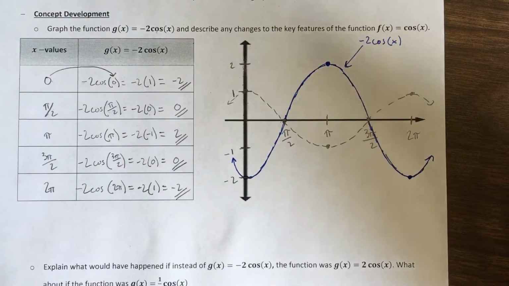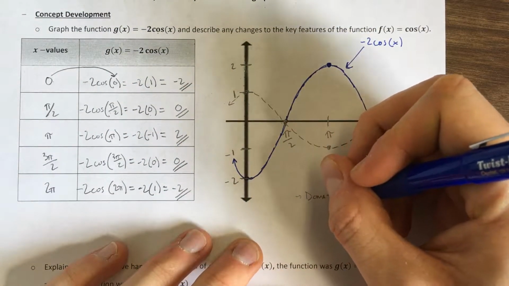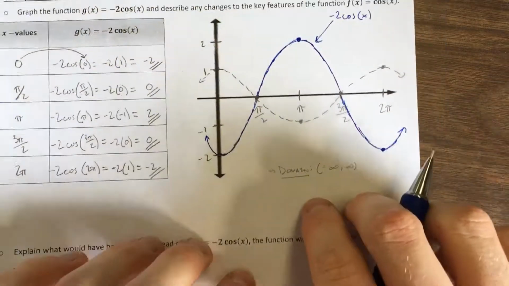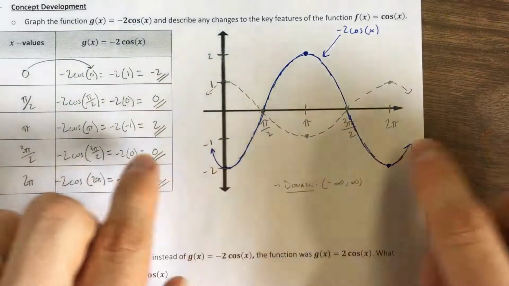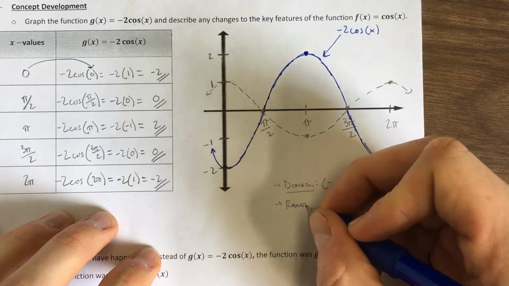And hopefully what we notice is there's some things that changed. Our domain stayed the same. It's still -infinity to infinity because the function continues forever in both directions. There's nothing defined anywhere in between -infinity to infinity. The range, however, did change.